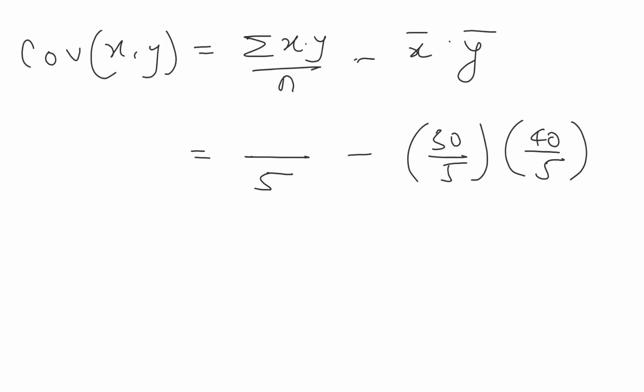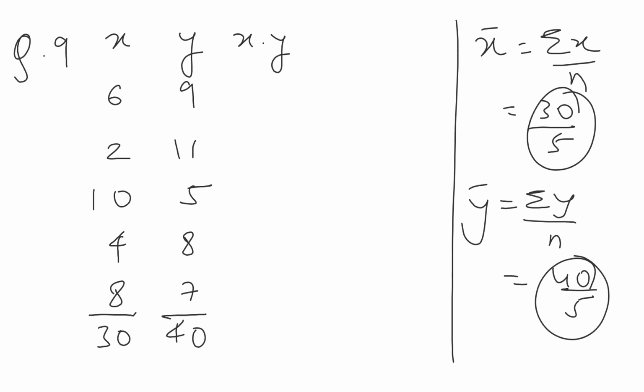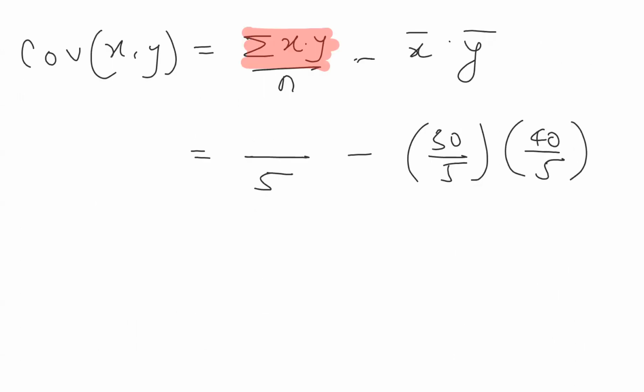Now summation xy is besides, if you observe, summation xy is besides. So just calculate the total of xy by creating a column. So this is 54 and then 22, 50. Just multiplying the two numbers over here, x into y. 32 and then 56. And if I calculate the total, it is 214. Okay, so 214 upon 5.